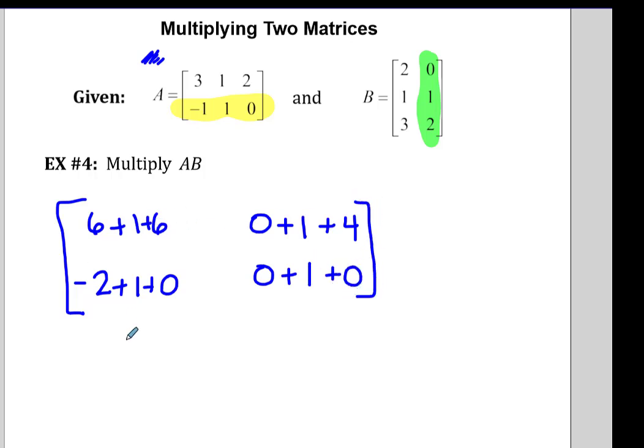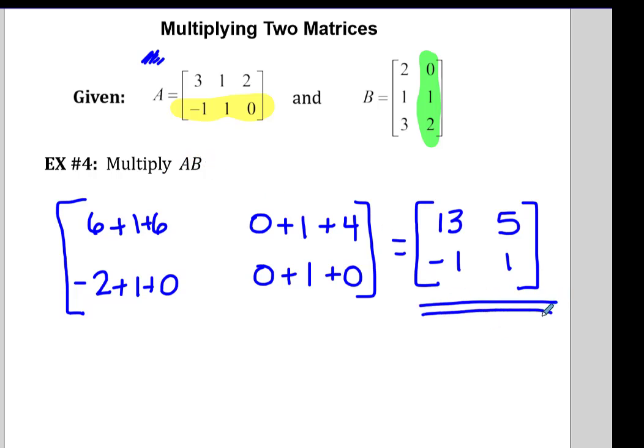So there we have the elements for our product. So this is going to be row 1, column 1, row 1, column 2, row 2, column 1, and row 2, column 2. So the product of matrix A times matrix B is this final solution.